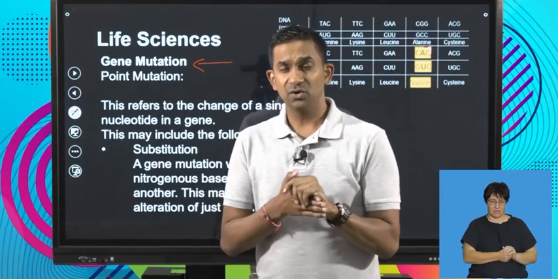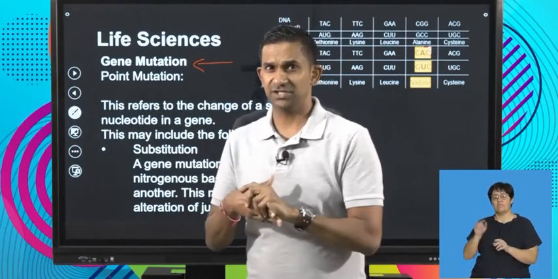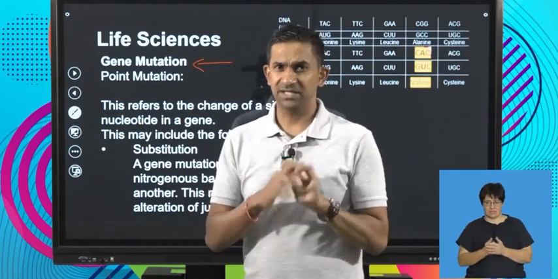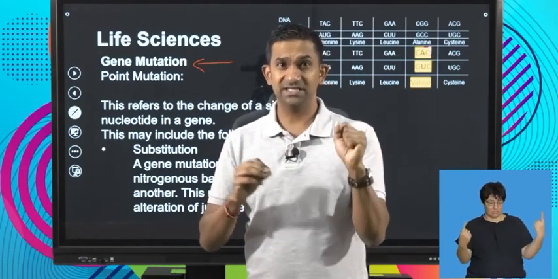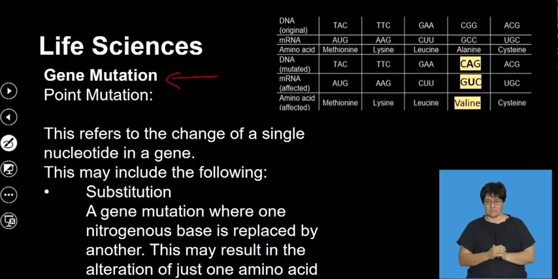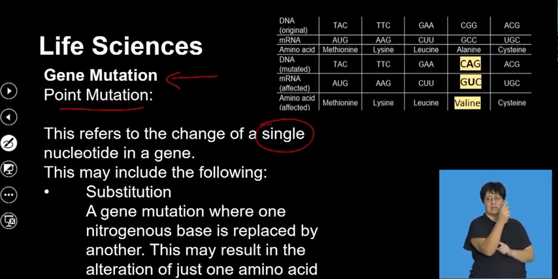However, we also know that there are frameshift mutations, which then could change the length of the gene. So let's try and differentiate between the two and see the examples of these and the effects that they have. So a point mutation refers to a change in a single nucleotide in a gene.